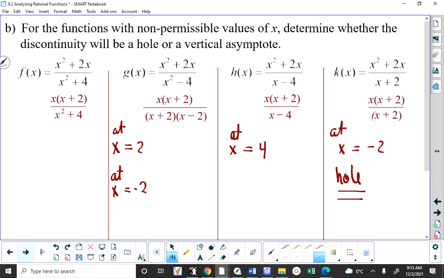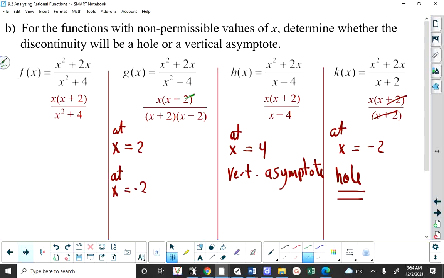Well, if we start with the last one, you have a hole. Why do you have a hole? Because the rule says that if you can cancel the factors, that non-permissible value turns into a hole. And that's always true. That means at x equals 4, you have a vertical asymptote, because the x minus 4, which produces that non-permissible value, doesn't cancel.